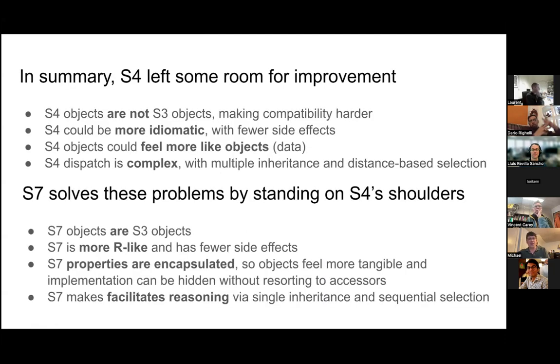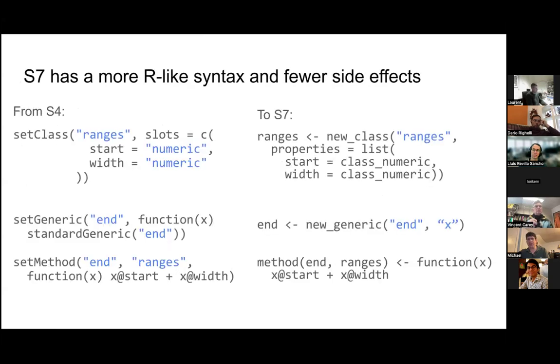Okay, so how does S7 solve some of these problems? So here's a summary. We wanted them to be S3 objects. We wanted S7 to be a little bit more idiomatic, R-like, have fewer side effects, have the properties be encapsulated, so you're not necessarily exposing implementation when people are getting at the slots, and then make it easier for people to think about this stuff. And there we thought about both dispatch and inheritance, and tried to simplify both of those.